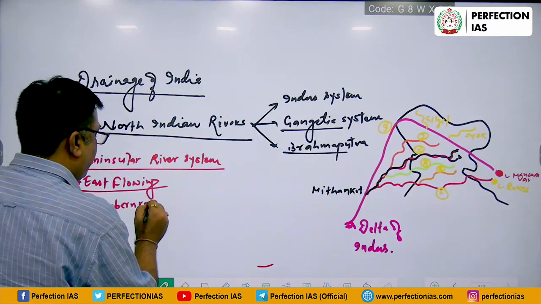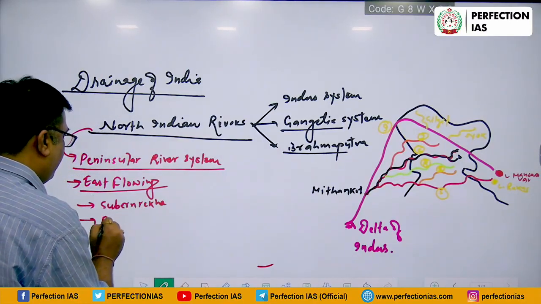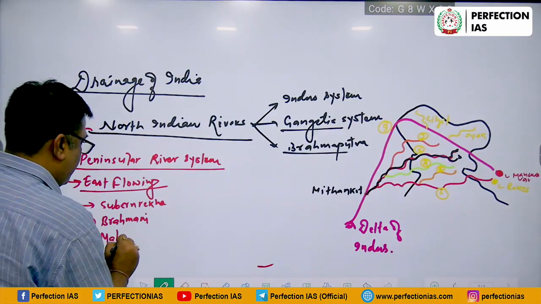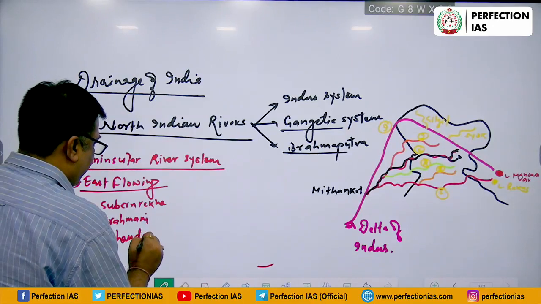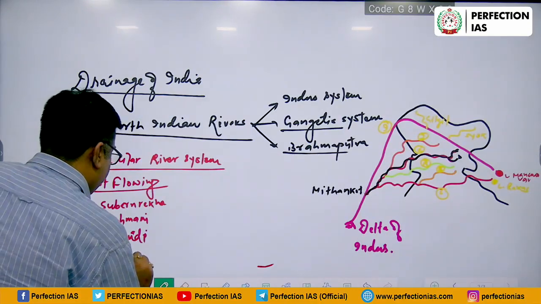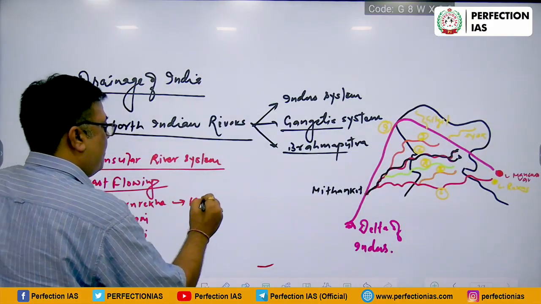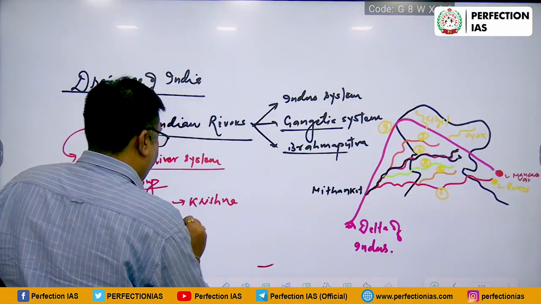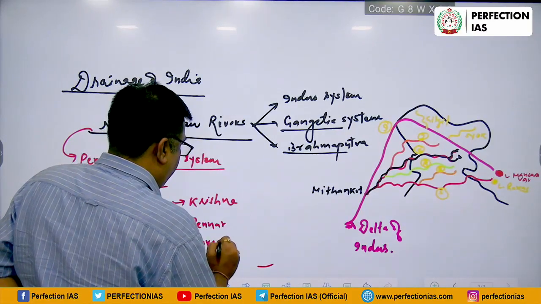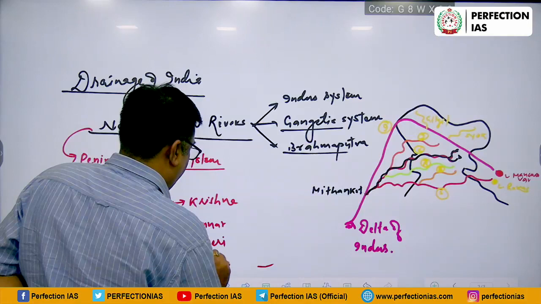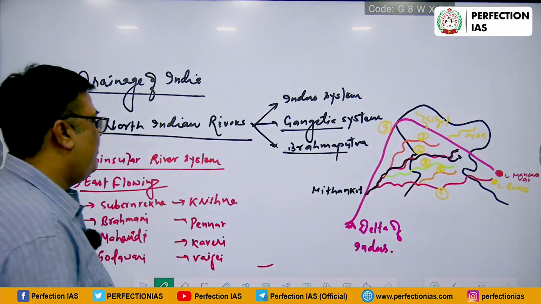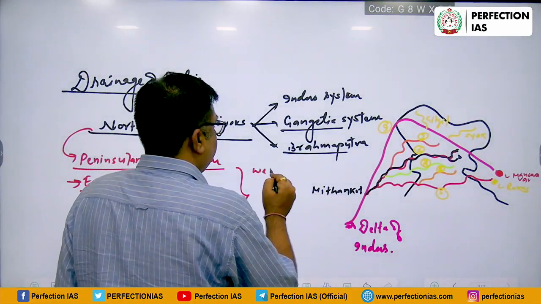Subarna Rekha, Brahmani, महानदी, और ये सब के सब मैप पे करेंगे. महानदी, देन गोदावरी, कृष्णा, पेन्नार, कावेरी एंड वैगई, and thereafter we will do the west flowing rivers.